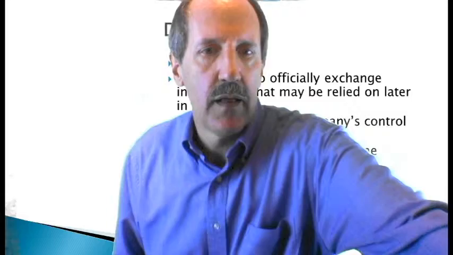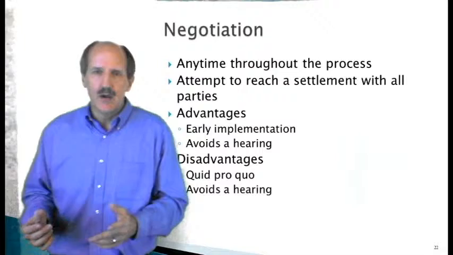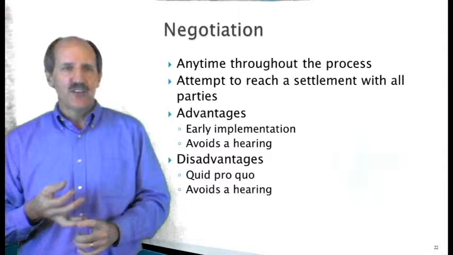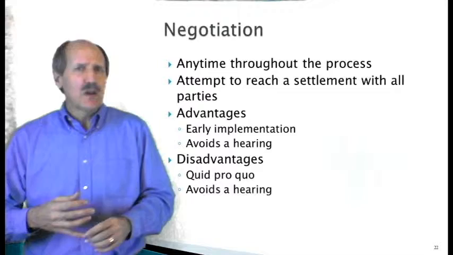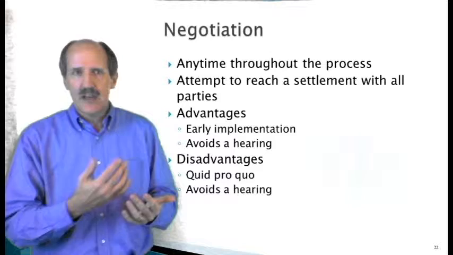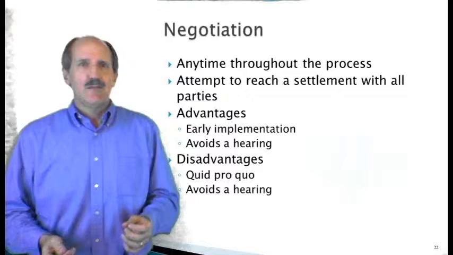All right, negotiations occur throughout the process, pretty much any time they can happen. It's an attempt to reach a settlement with all of the parties to the case. That has several advantages. When you actually go before the commissioners, you will typically have a list of the items we need to litigate, that we need you to decide. You bring a list of 30 things and they're going to be annoyed with you. They don't want to hear 30 different things.